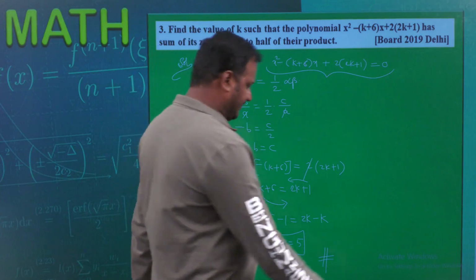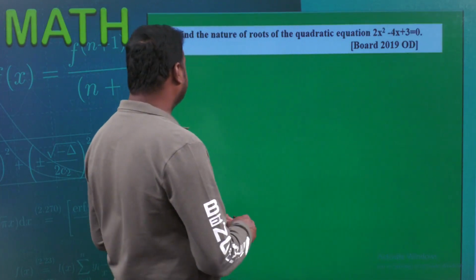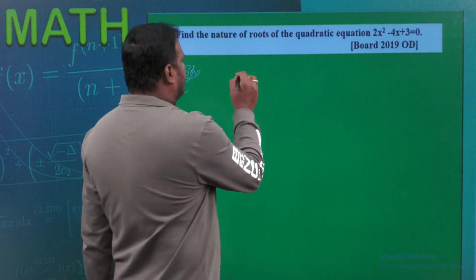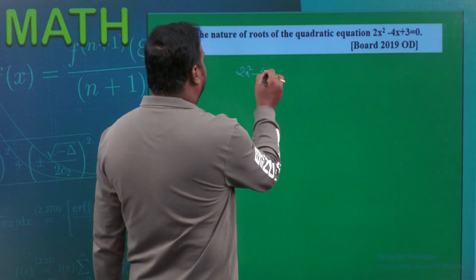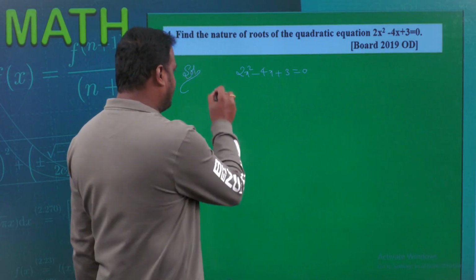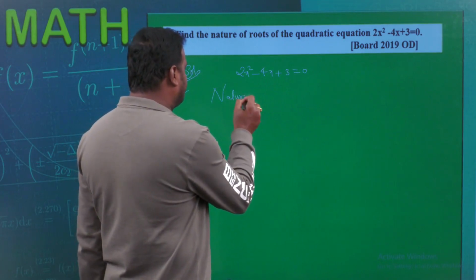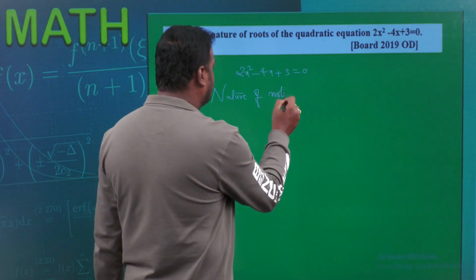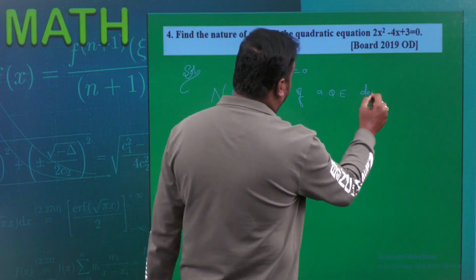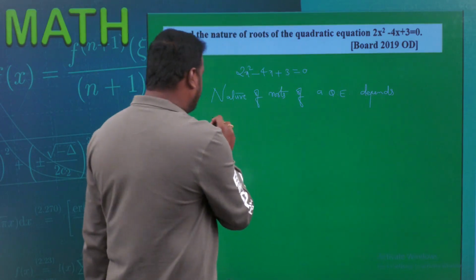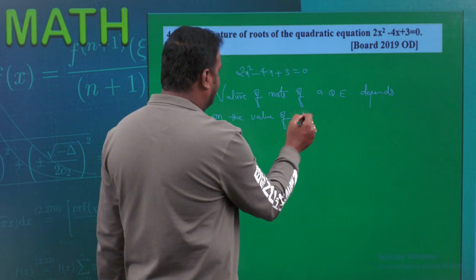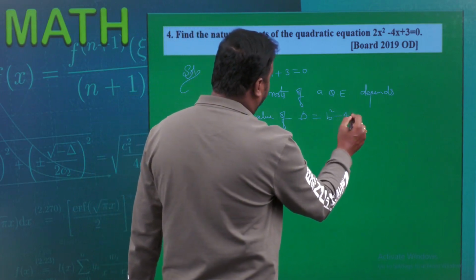You understand? Right. Next problem is, find the nature of the roots of the quadratic equation. What do you mean by nature of the roots? The nature of the roots of a quadratic equation depends upon the value of b square minus 4ac. You will have to write that. Nature of roots of a quadratic equation depends on the value of delta. What is delta? Which is b square minus 4ac.